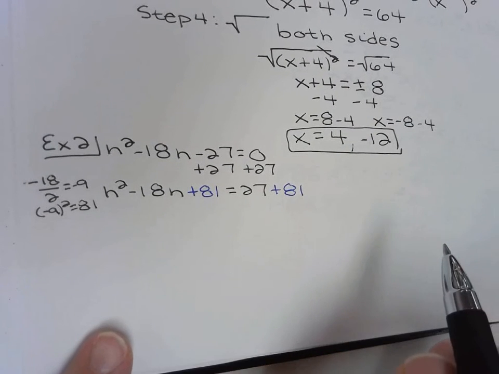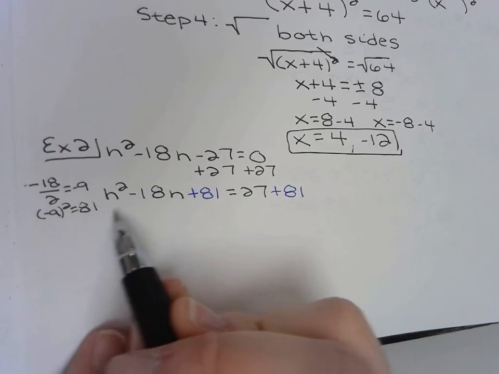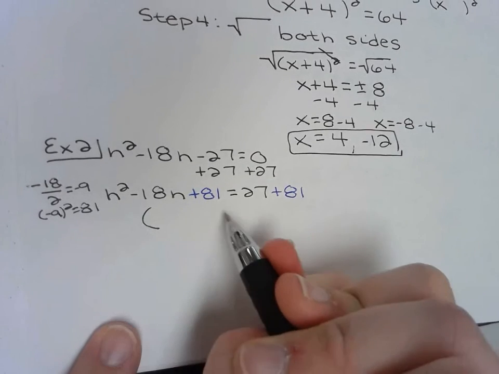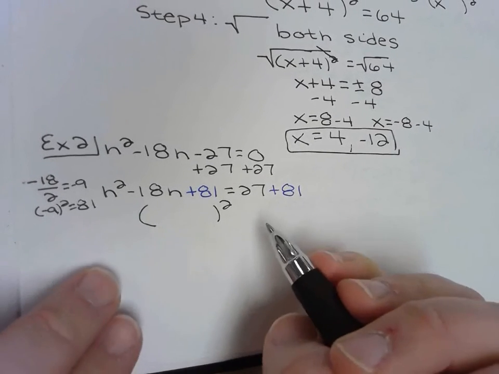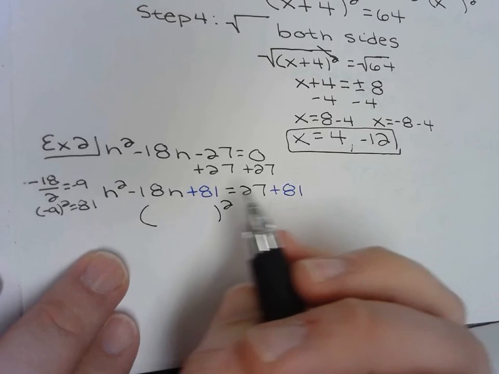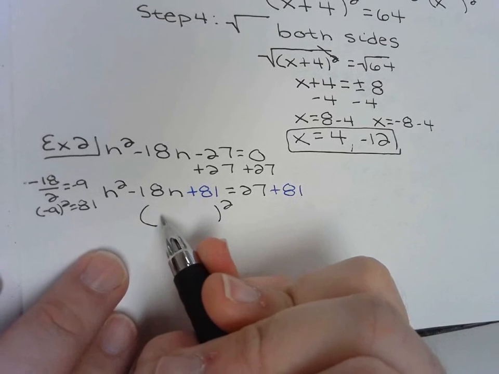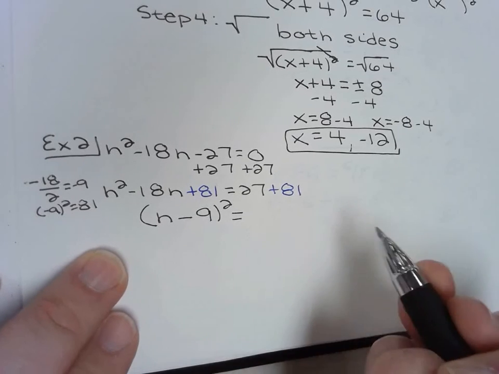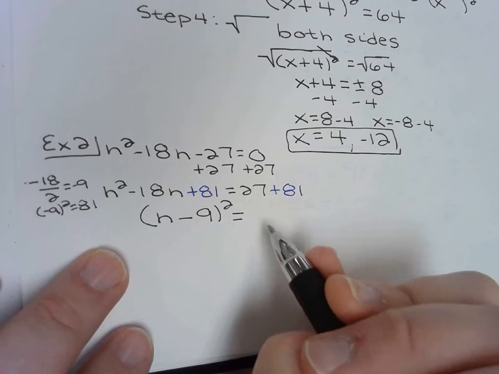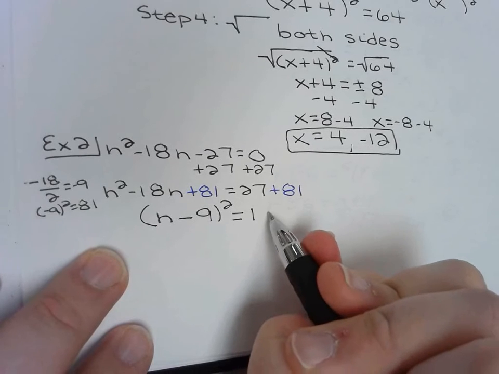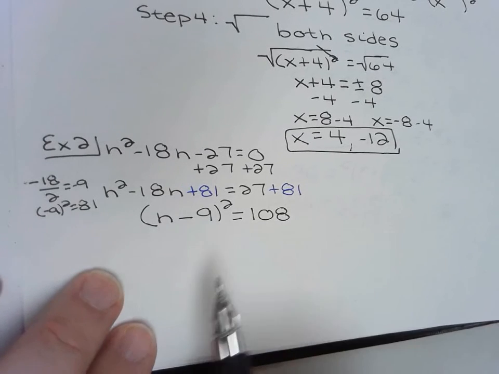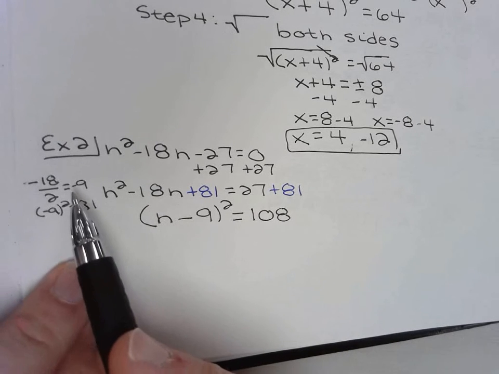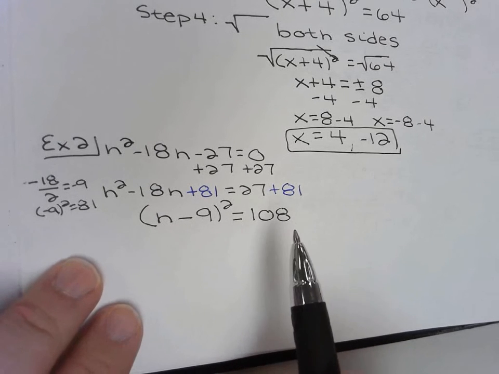Okay, so let's just start with the left side. n squared minus 18n plus 81. The point of completing the square is to write it as something squared. So the left side will become n minus 9 squared. And then 27 plus 81 is 108. So the left side is always the n, and then the number you got after you divide by 2, squared, equals 108.